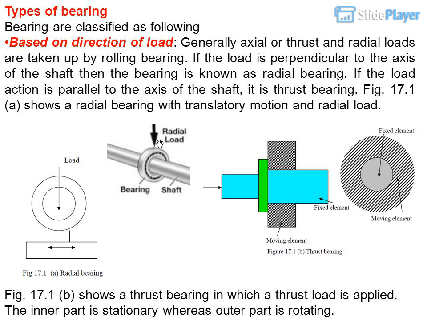Types of bearing. Bearings are classified as follows. Based on direction of load, generally axial or thrust and radial loads are taken up by rolling bearing. If the load is perpendicular to the axis of the shaft, then the bearing is known as radial bearing. If the load action is parallel to the axis of the shaft, it is thrust bearing. Figure 17.1a shows a radial bearing with translatory motion and radial load. Figure 17.1b shows a thrust bearing in which a thrust load is applied. The inner part is stationary whereas the outer part is rotating.